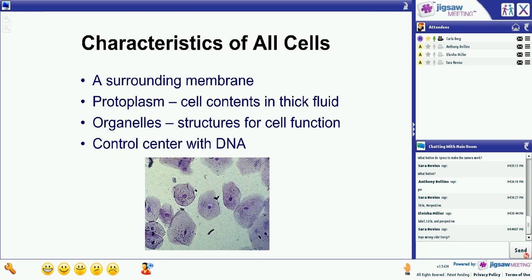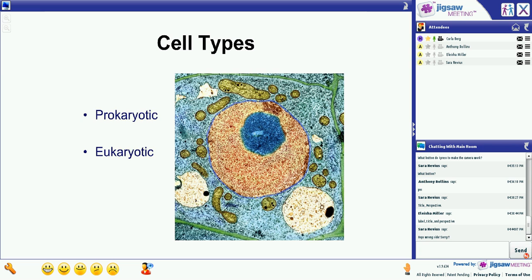Now, that's important when you start talking about how cells move materials through their body, which we will do in a couple of minutes. But first, I need to look at the characteristics of cells. Cells have a surrounding membrane. Inside of this membrane is a protoplasm, which is a very thick fluid. There are various organelles, lots of which you mentioned when we were comparing plant and animal cells. And there's a control center with DNA.